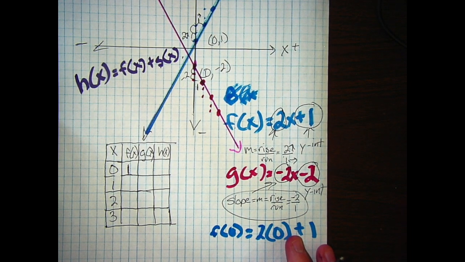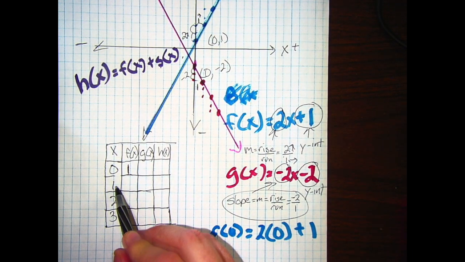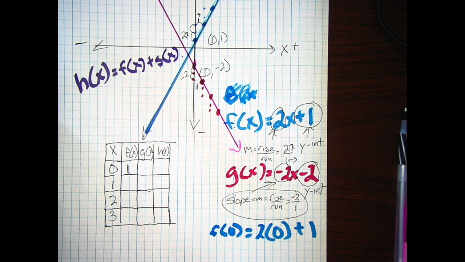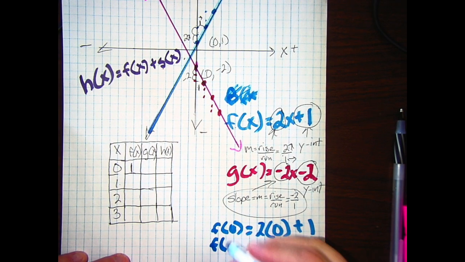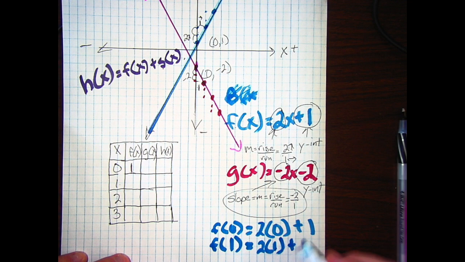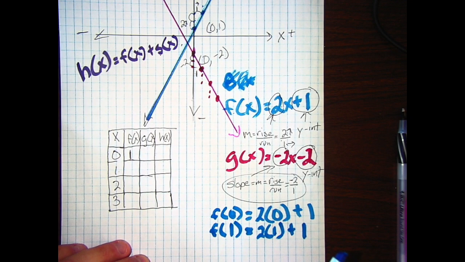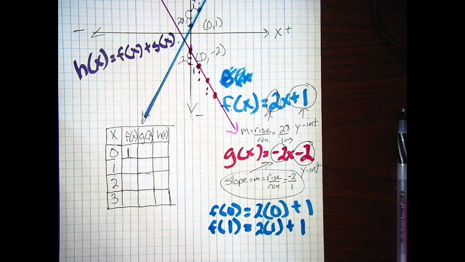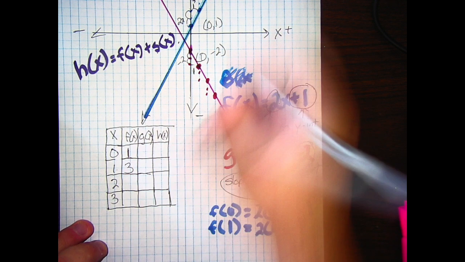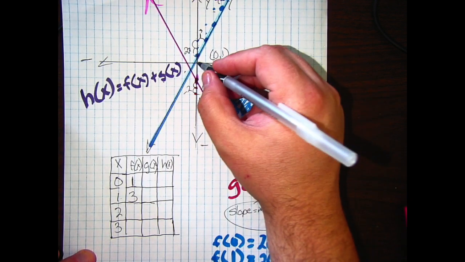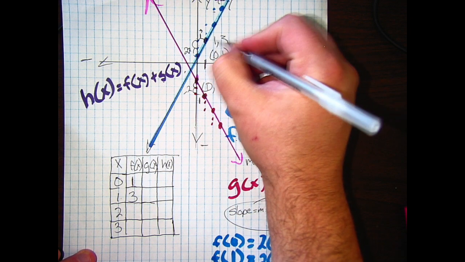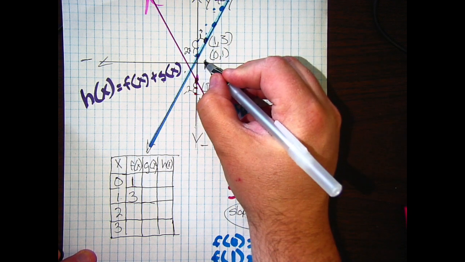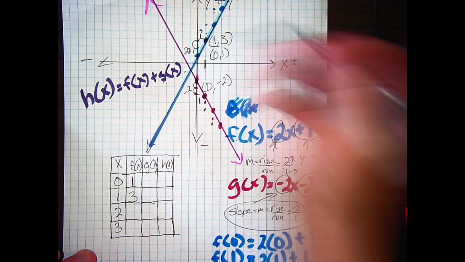Now let's do that for x equals 1. If I say f of 1, I'm going to say 2 times 1 plus 1. What's 2 times 1? 2. Plus 1 is 3. So now if I look at my graph, when x equals 1, my y value does in fact equal 3, because we went over 1 and then up 1, 2, 3.